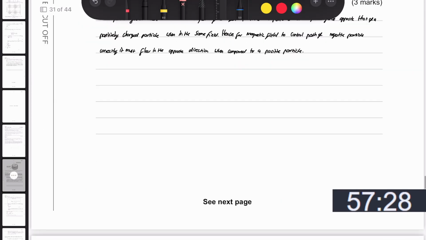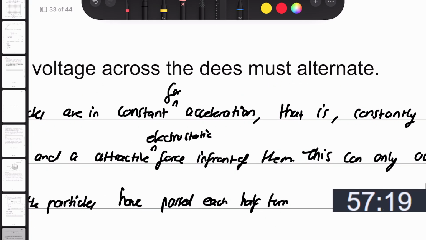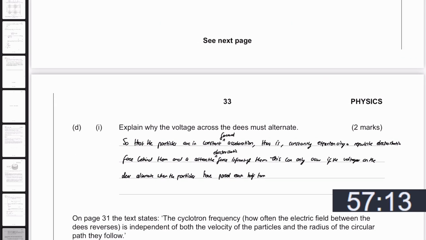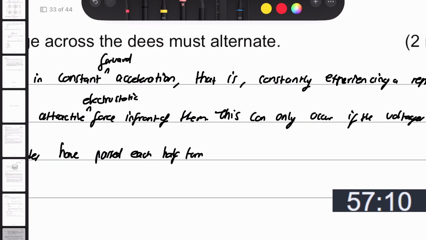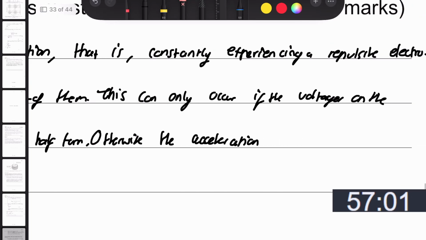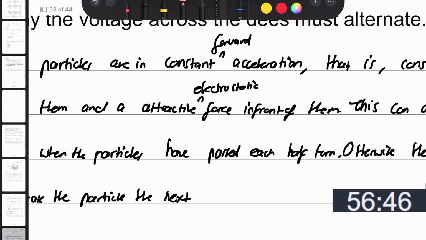Constant positive acceleration. Otherwise, the acceleration of one half turn will become a deceleration of the particle in the next half turn.